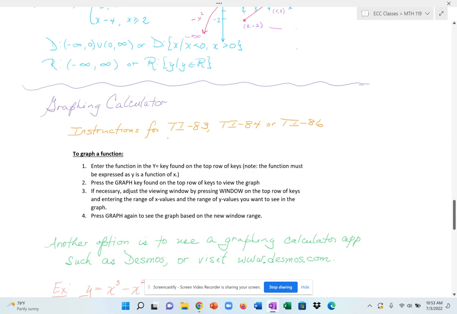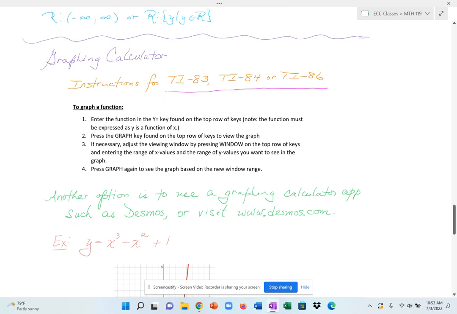All right, there are graphing calculators that can help you to graph in the future. These are instructions for these specific Texas Instrument models, Texas Instrument 83, 84, or 86. If you have a different calculator, there's lots of resources online to help you figure that out. So these are the steps that you would have to follow in order to enter a function into a graphing calculator, and it will give you a picture.